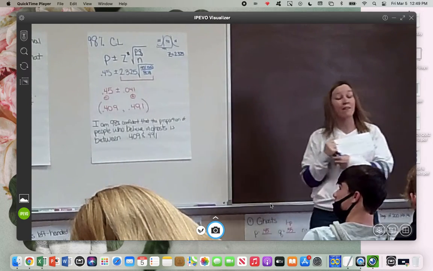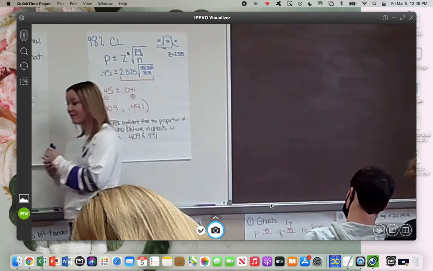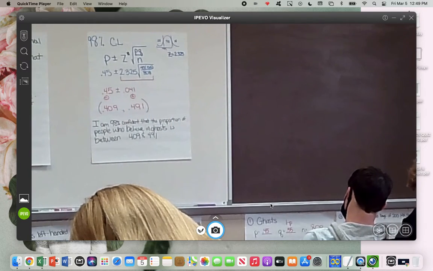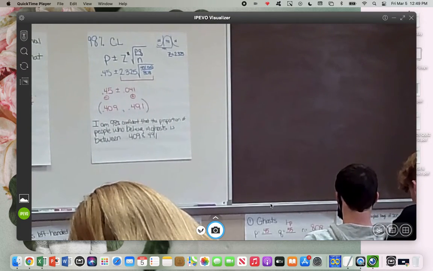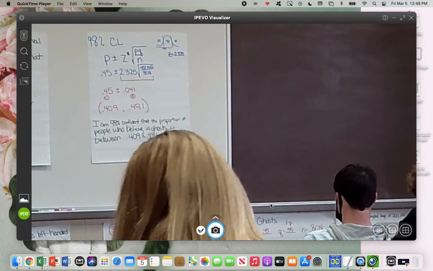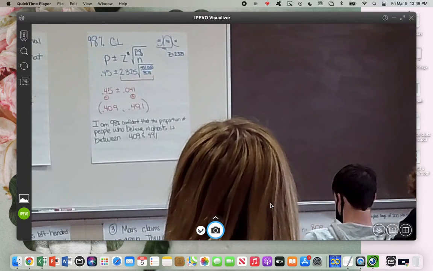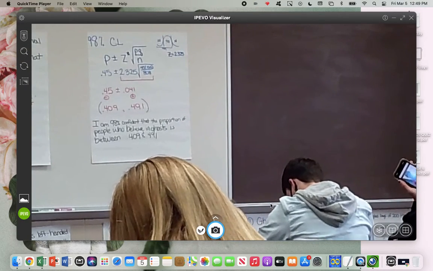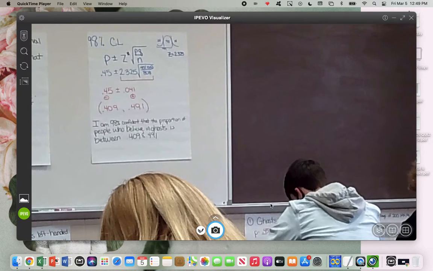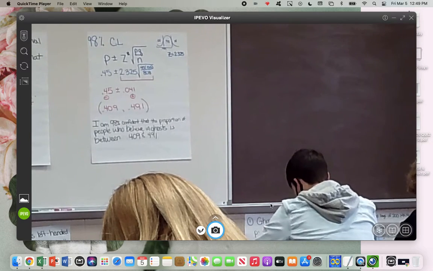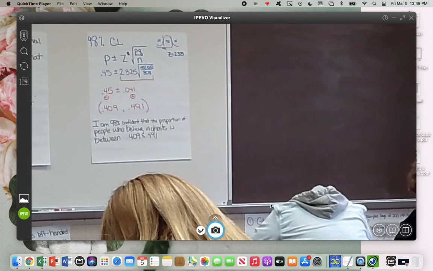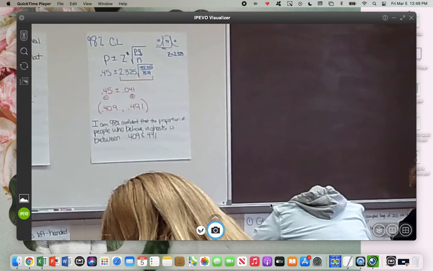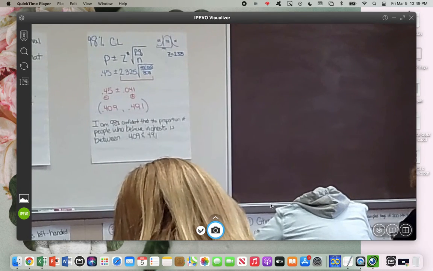So if the confidence level changes, the range actually gets bigger. So that is something I would maybe write down in your notes. You actually have a bigger range in your interval if your confidence level gets larger. So it was a smaller range for 95, it got a little bit bigger for 98.